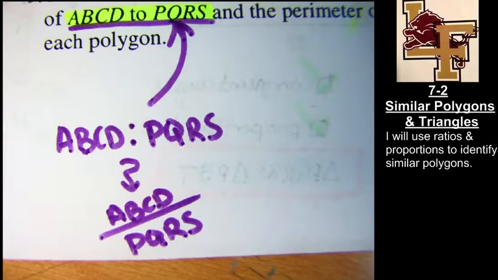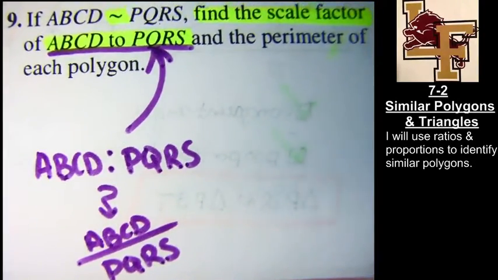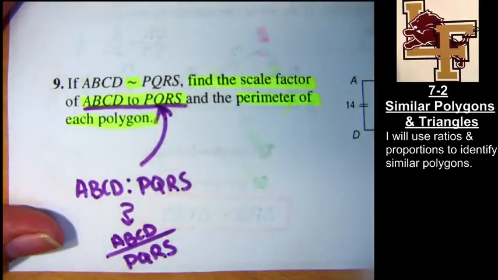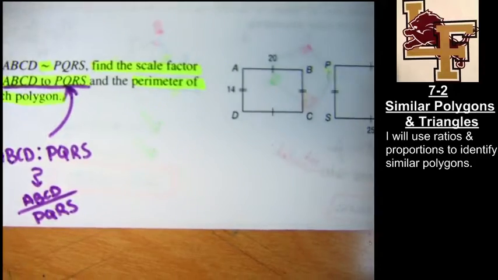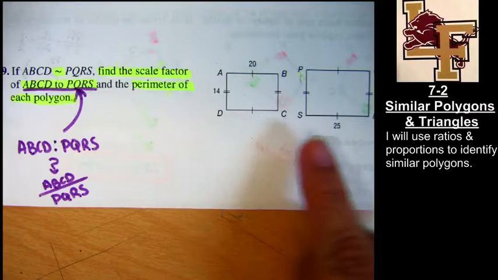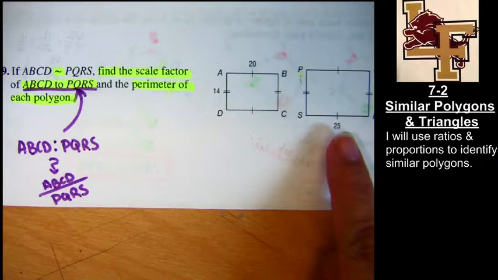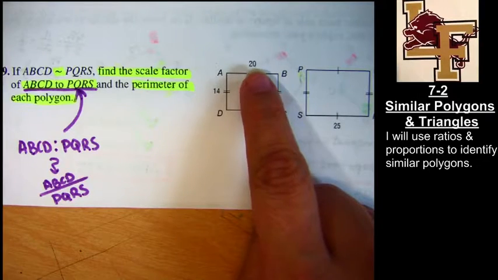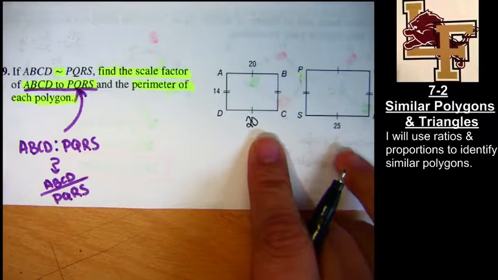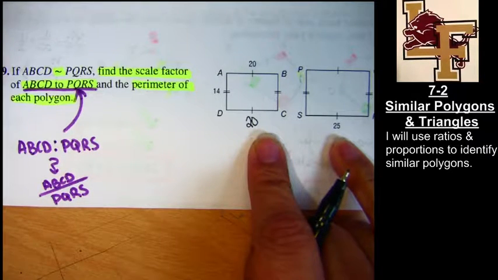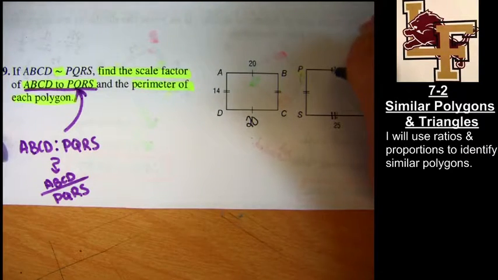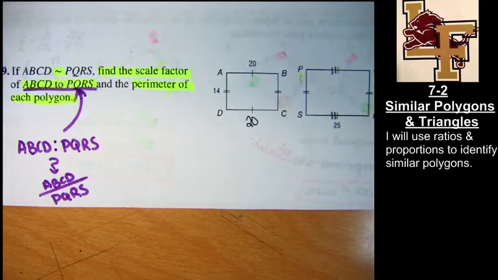All right? All right. After I'm done finding that scale factor, I've been asked to find the perimeter of each polygon. All right. Zooming out again so we can see our picture. ABCD, PQRS. 20 is up here. These two sides are congruent, so this is also 20. Now, I know it looks like these two sides are congruent, but they're clearly not because they have different measures. And so you have to imagine that this is like a different figure altogether. Okay?